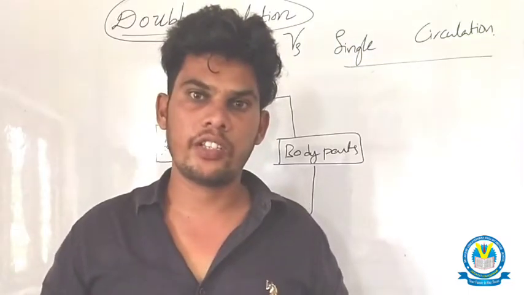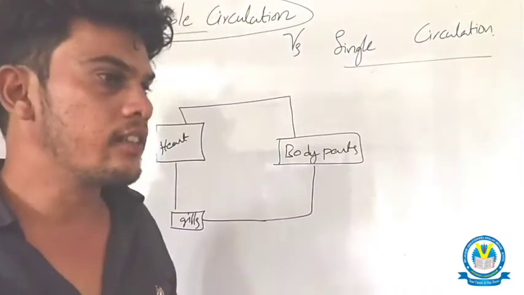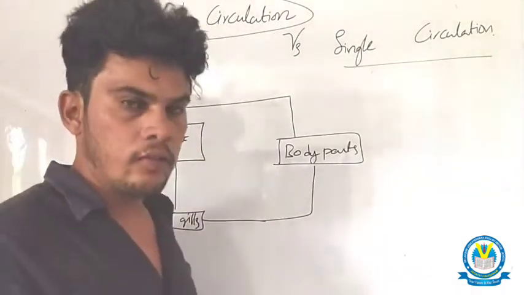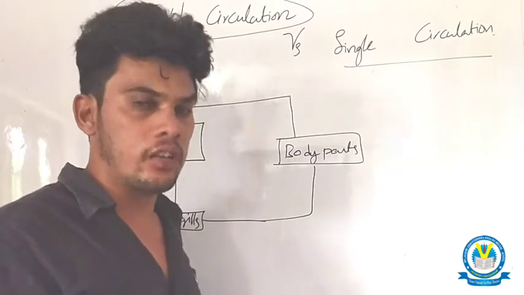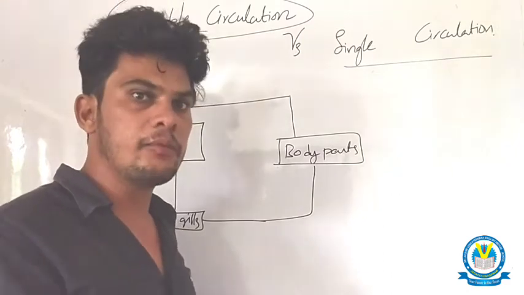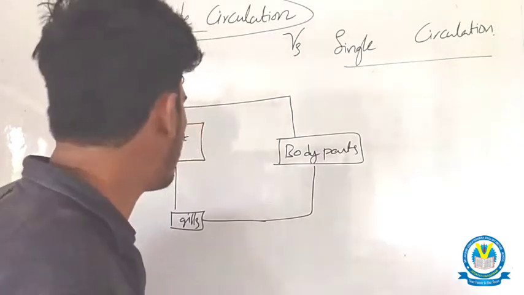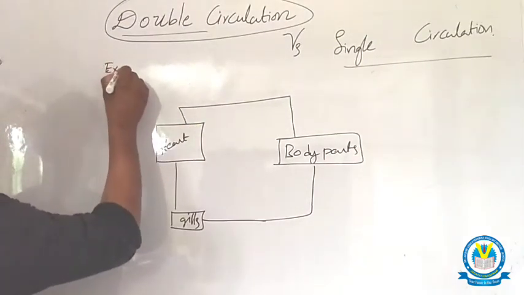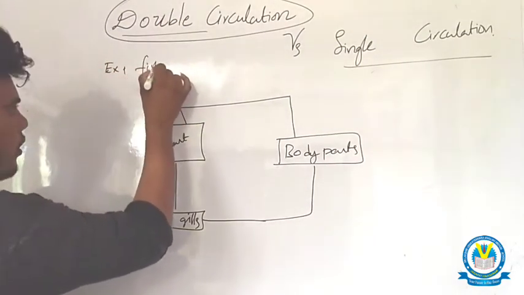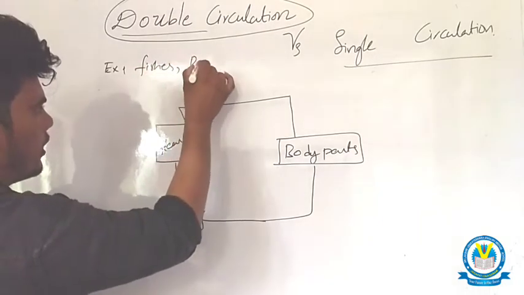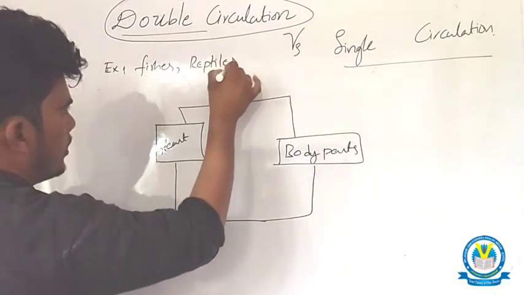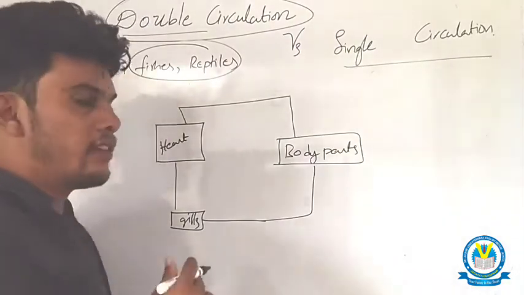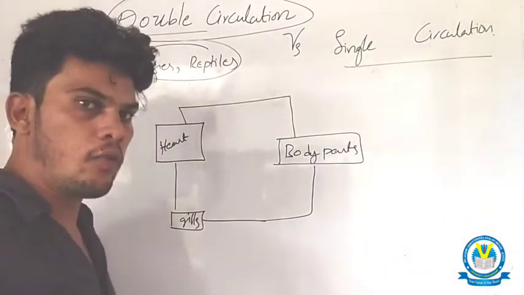What is single circulation? The term single circulation explains itself. The blood flows once through the heart, a single time through the heart. That is called single circulation. Look here. If you observe animals like fishes as well as some reptiles, in these organisms the blood flows through the heart one time only.